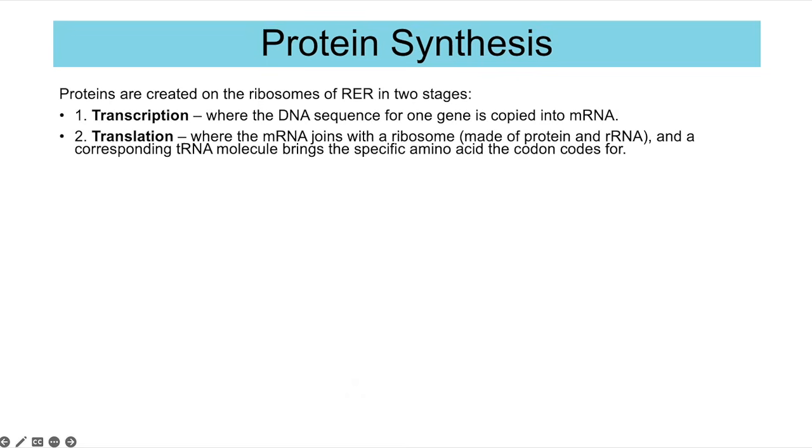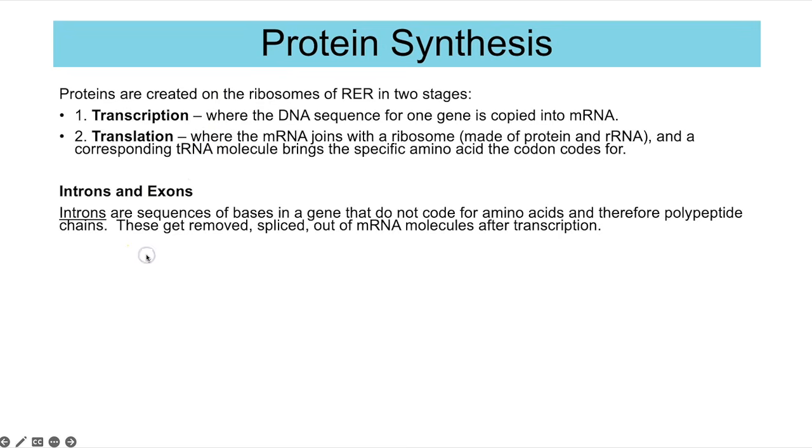So protein synthesis occurs on the ribosomes or the rough endoplasmic reticulum because they're rough because they have ribosomes. Transcription actually happens in the nucleus, and that is the first stage, and that is where the DNA is copied into an mRNA sequence, and that's just for one gene. Translation is the part that happens on the ribosome, and this is where the polypeptide chain is created. So we're going to go through those 2 processes, but just a few other key things that you need to know. Number 1 is what introns and exons are.